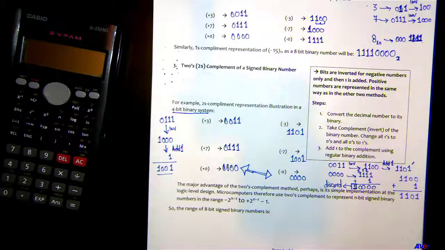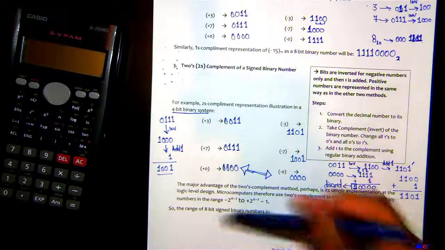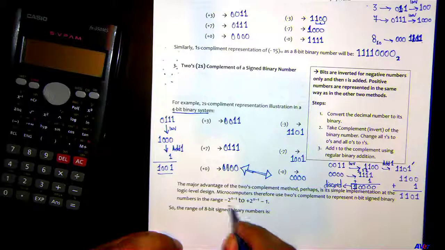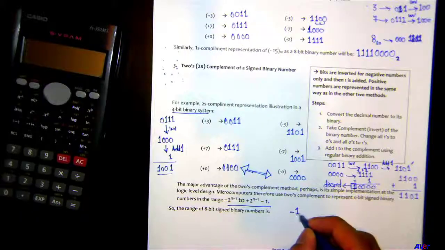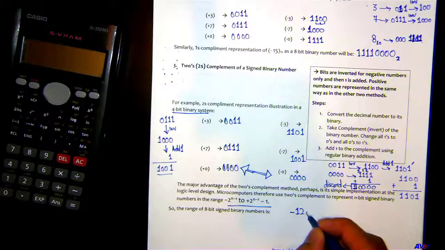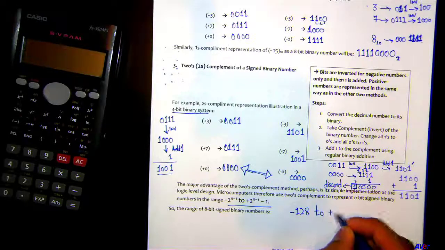Microcomputers therefore use 2's complement to represent n-bit signed binary numbers in the range negative 2 to the power n minus 1 to positive 2 to the power n minus 1, minus 1. It's the same equation from the previous page. So the range of the 8-bit signed binary number is going to be what here? Come on, guys. Minus 128 to positive 127.